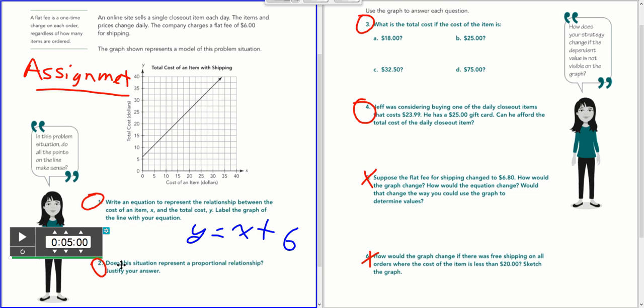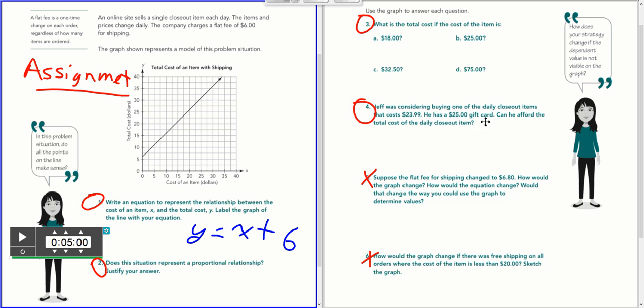And then think, does the situation represent a proportional relationship? Ask yourself, is it a straight line, and does it go through the origin? Remember, the origin is down here. So think through that. And then what is the total cost of the item if the item is $18? We could find $18 over here, and then we could go up and try to figure out the total cost. Or we could use this equation. If this is the cost of the item, this represents our X, and then we need to add 6. So basically, if we're adding 6 to each of these numbers, you're going to find an answer.